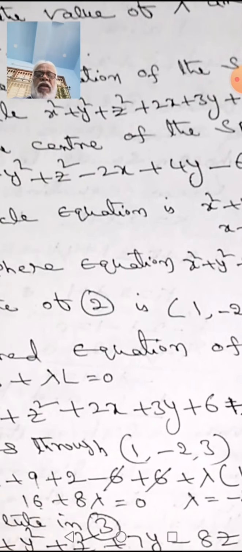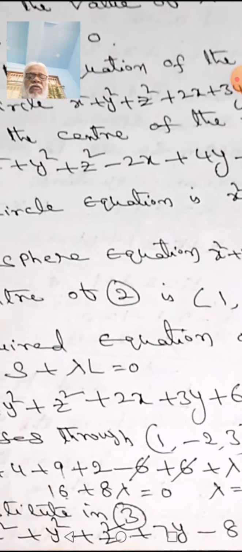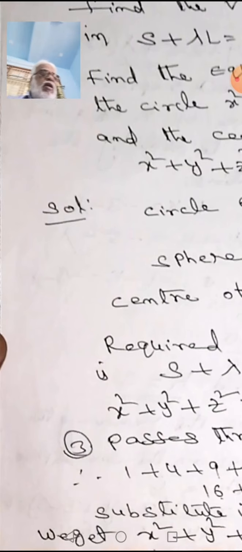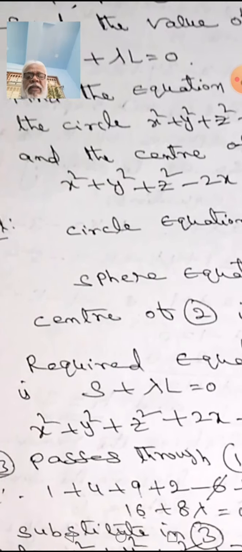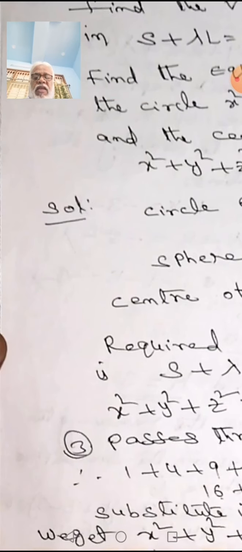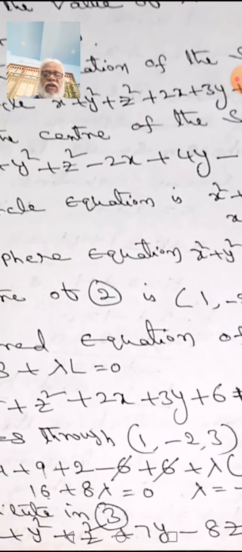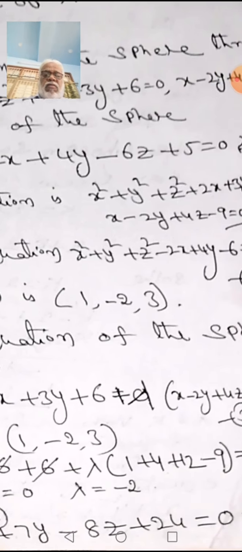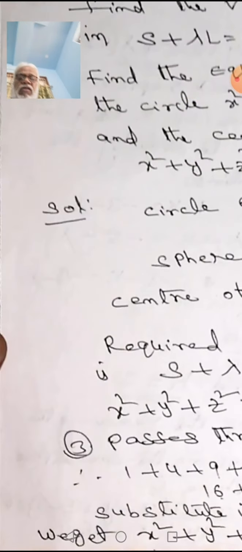So in S plus lambda L is equal to 0, if you substitute 1, minus 2, 3 instead of x, y, z, we get the value of lambda. What is that value of lambda? Lambda is equal to minus 2. If lambda is equal to minus 2, substitute it in S plus lambda L is equal to 0, we get the required equation, that is x square plus y square plus z square plus 7y minus 8z plus 24 is equal to 0.